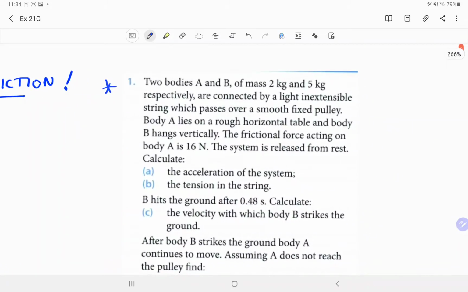Two bodies of mass 2 kilograms and 5 kilograms are connected by a light inextensible string which passes over a smooth fixed pulley. Everything so far, there's nothing new. Body A lies on a table, but it is a rough table. So that is the new part. That's the new thing we'll have to consider. There's a rough table, so whenever you see rough, you have to think friction.